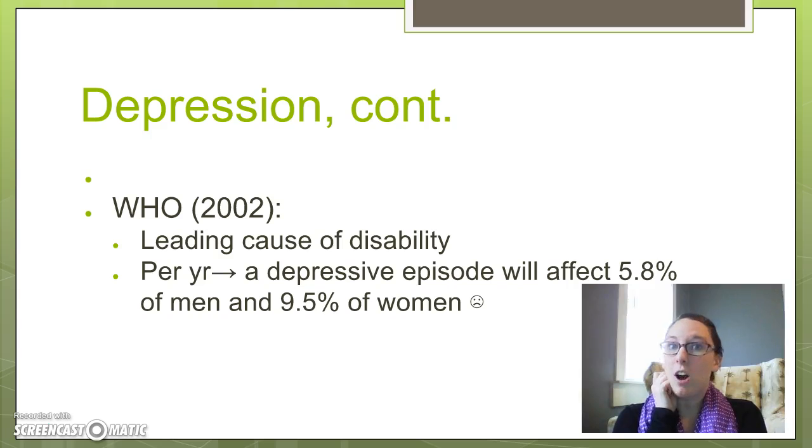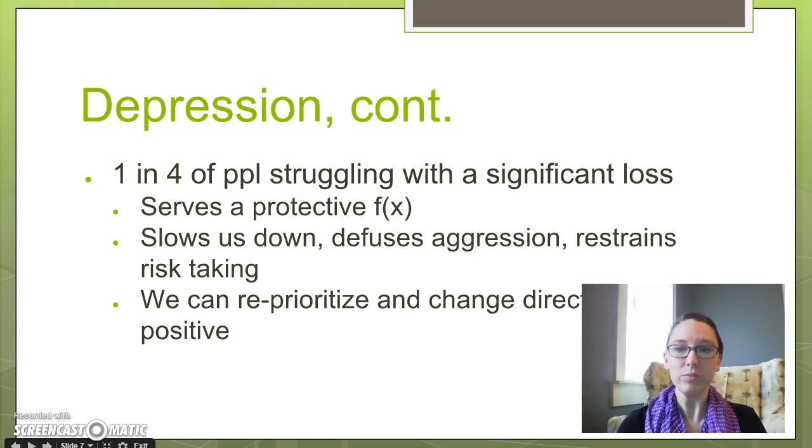It is the leading cause of disability. So leading cause of people needing to take time out of work and put in for disability leave because they're suffering from a depressive episode. And then if we look at a gender breakdown, depression is more common in women as opposed to men. Both mood and anxiety disorders tend to impact women a little bit more than men. So about 6% of men and about 10% of women will experience some sort of depressive episode per year.